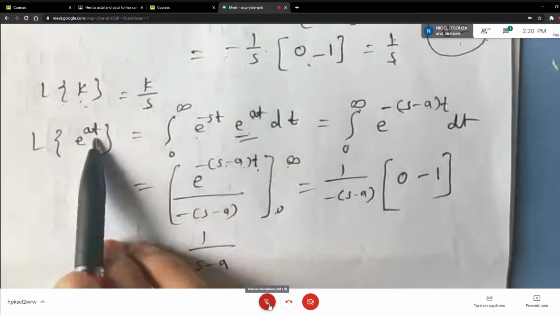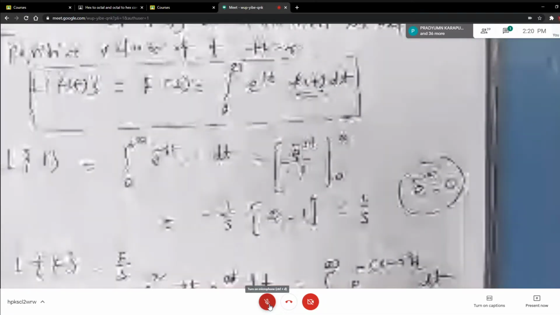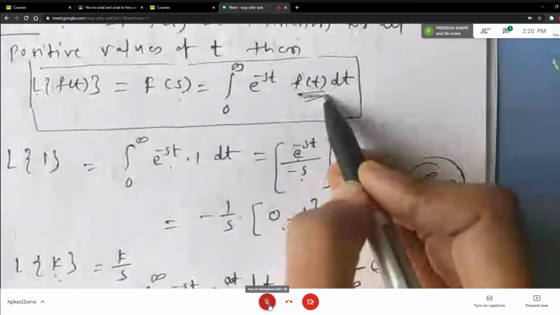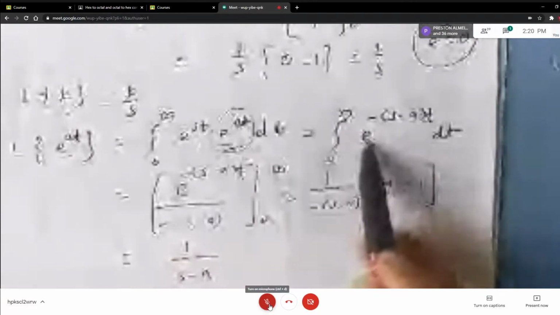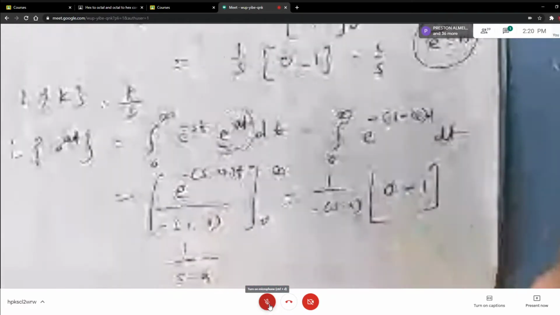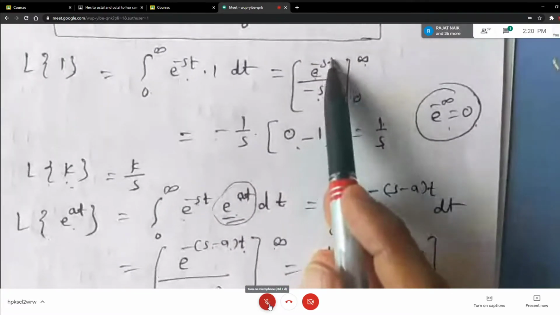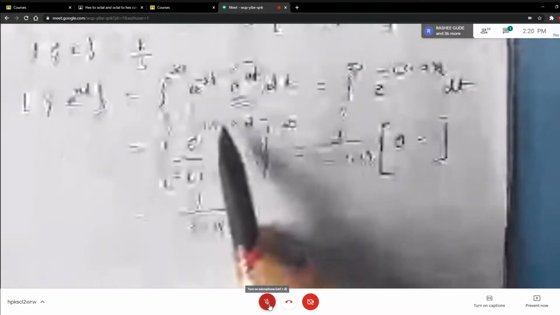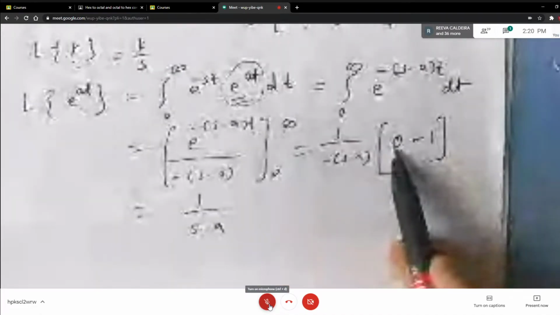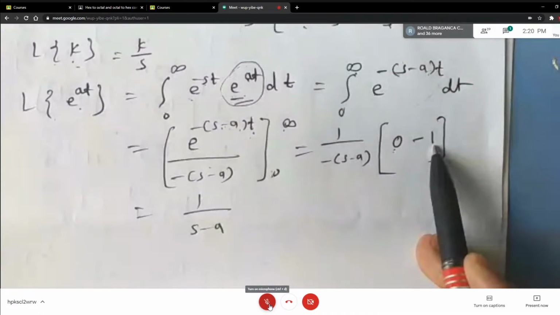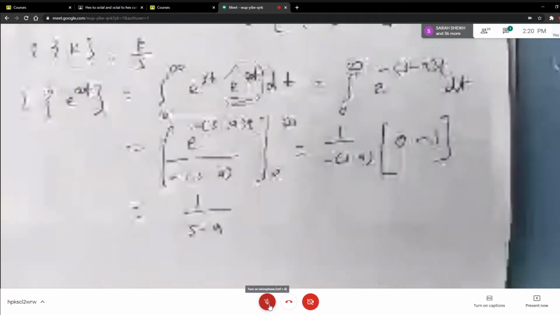Now what about Laplace of e raised to at, students? Same formula I am taking, in place of f of t I am taking e raised to at. Now when the base is the same, you can add the powers, so I am adding the powers, nothing else. This integral is similar to the earlier one: e raised to minus (s minus a)t upon the constant, limits from 0 to infinity. Anything raised to minus infinity is 0, anything raised to 0 is 1. Minus minus is plus, and therefore it is 1 upon s minus a.